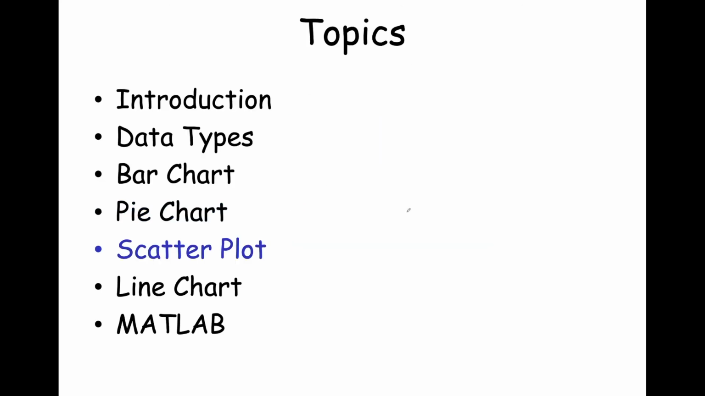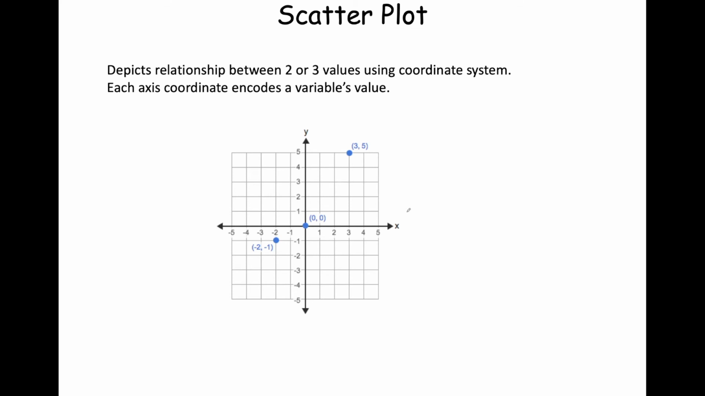So let's look at the scatter plot. Now, the scatter plot is used to depict the relationship between 2 or 3 variables. It's hard to go higher than 3 variables because it's hard to plot 4 dimensions or more on a 2-dimensional slide or screen. But nonetheless, each axis represents a different variable, and the coordinate with respect to each axis is that variable's value.